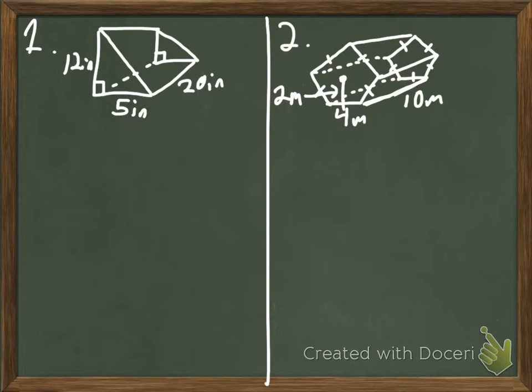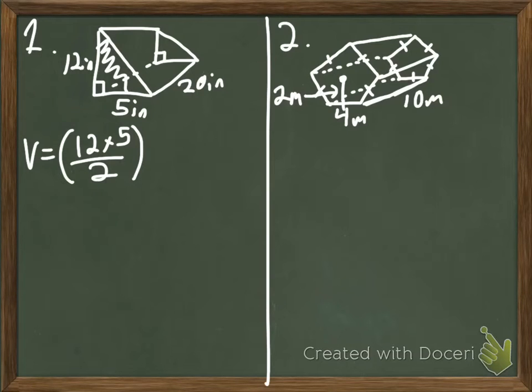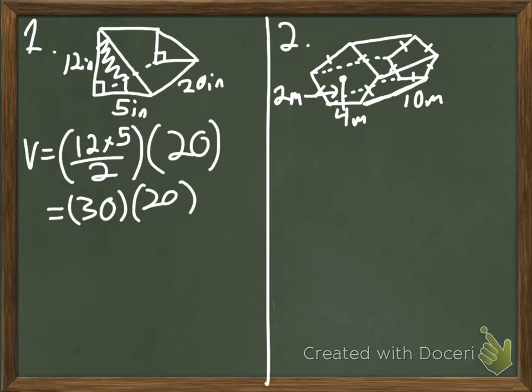Alright, example 1. The base is going to be the triangle. So my volume is going to be 12 times 5 divided by 2, my area, my base, times my height. Do some simplification. And we get 600 inches cubed.